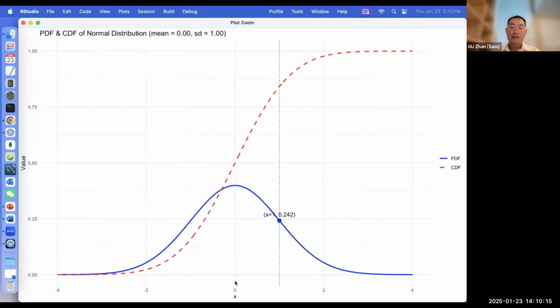The x-axis is your x value. The y-axis is for the probability density function, the density value. So when x equals 1, the value for the blue curve is 0.24.